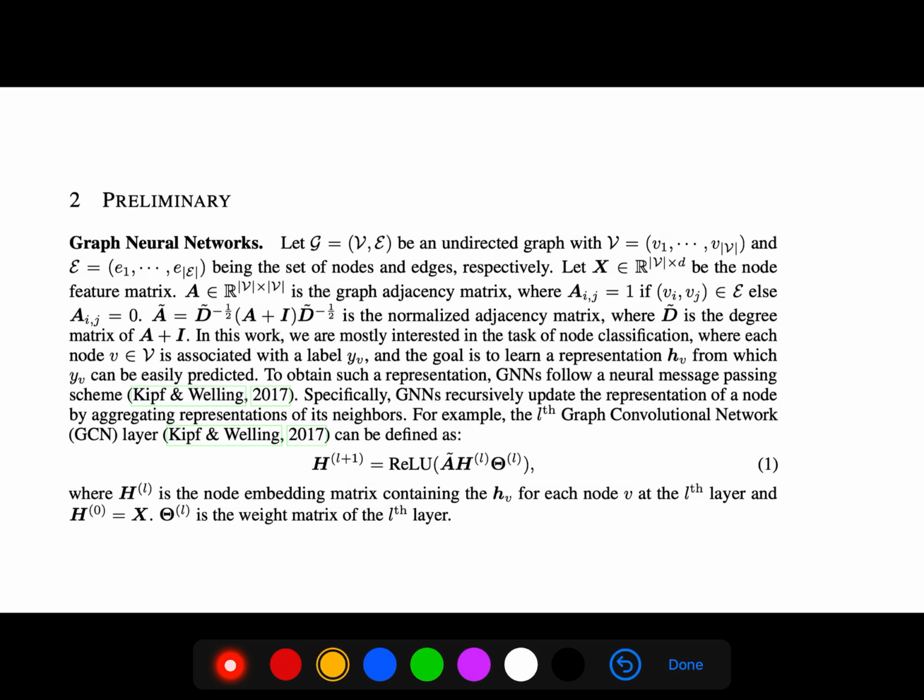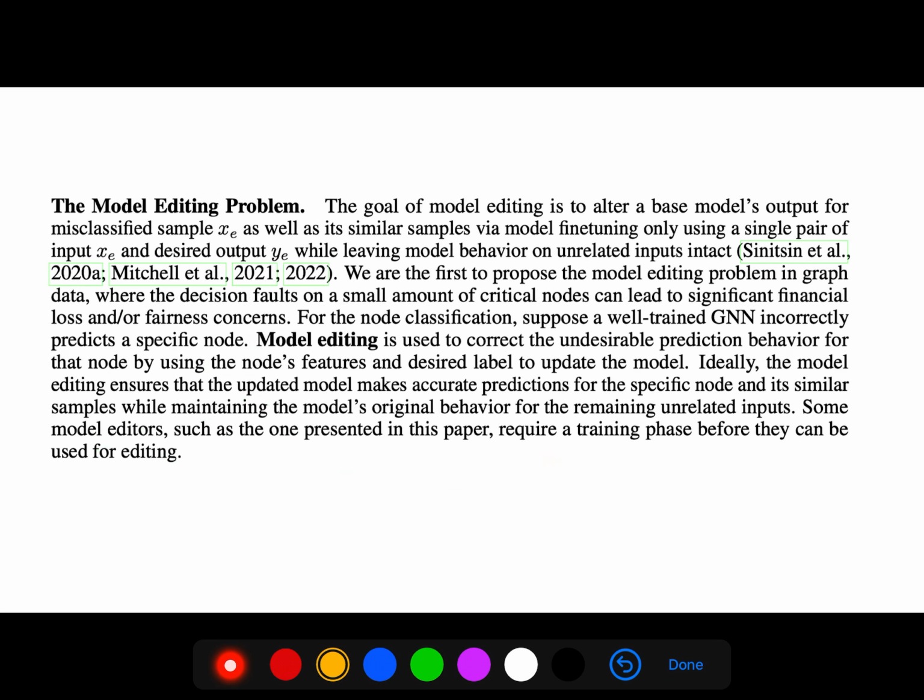So you are familiar with this graph convolutional network here, that we have this node embedding at layer L plus 1 is updated using layer L. And the goal of model editing is to alter a base model output for misclassified sample. For example, this is a hard example. For example, in curriculum learning, we call these hard examples because they have a low uncertainty, and so we want to fix them.